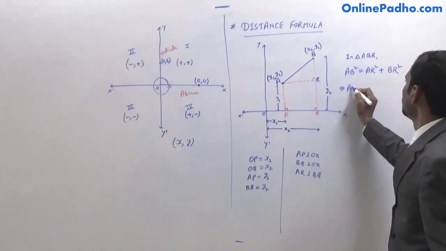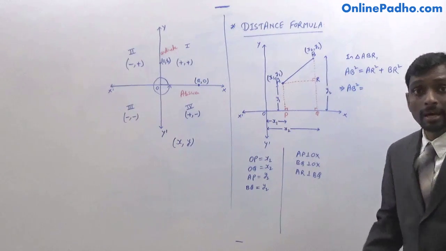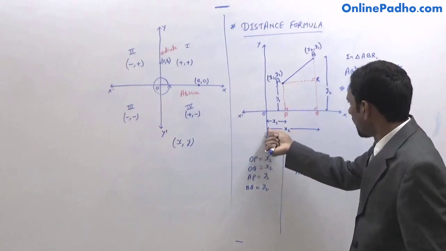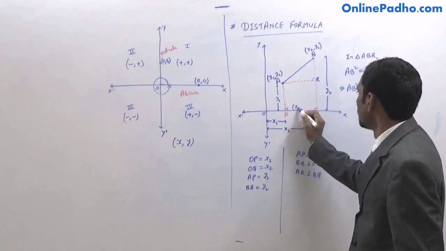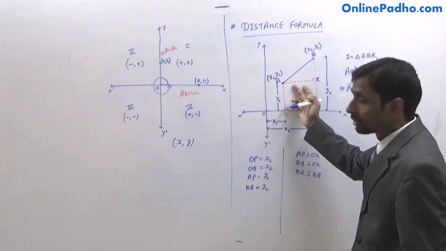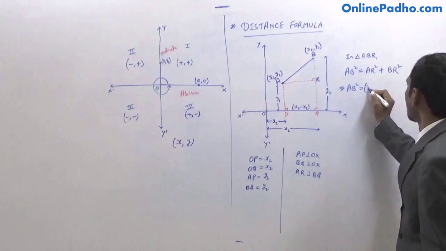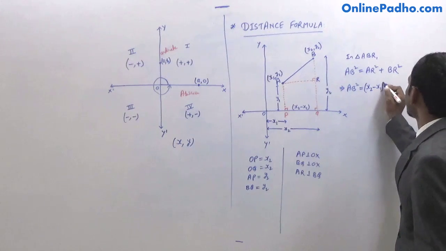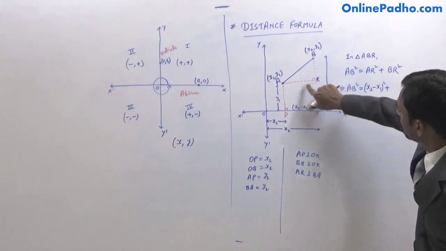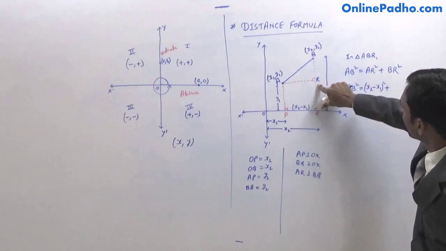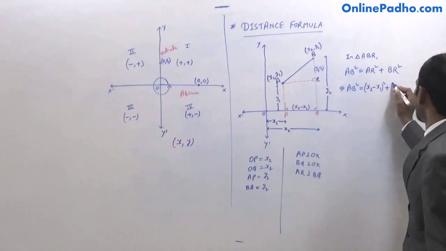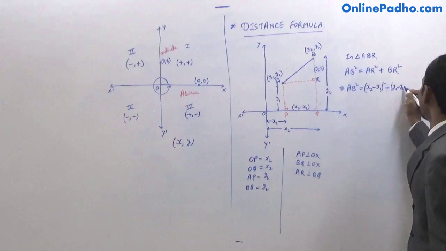What do we mean by AR? The length AR is nothing but the length PQ, which is equal to OQ minus OP. So the length of PQ can be written as x2 minus x1, which is OQ minus OP. So AR is again x2 minus x1. So we write x2 minus x1 whole square plus, what do we mean by BR? This length is y2 and this length is y1, so BR is y2 minus y1. So we put BR as y2 minus y1 whole square.